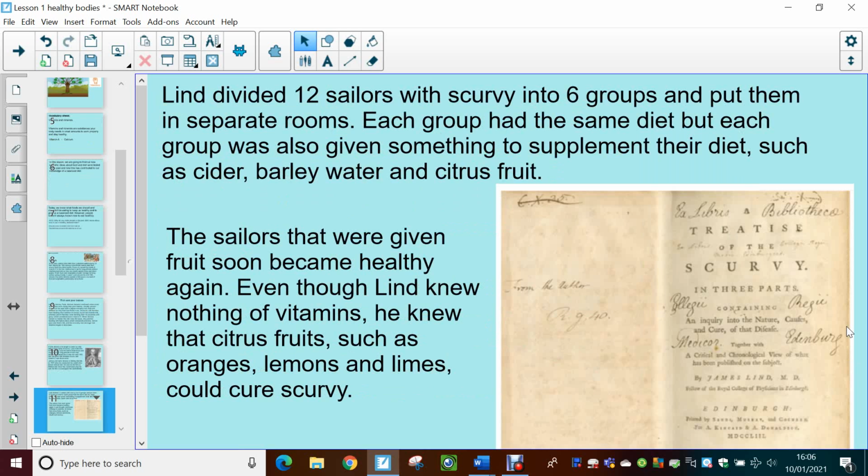Lind divided 12 sailors, so this was his clinical study, with scurvy into 6 groups and put them into separate rooms. Each group had the same diet, but each group was also given something to supplement, that means contribute extra, to their diet, such as cider, barley water, and citrus fruit. The sailors that were given fruit soon became healthy again. Even though Lind knew nothing of vitamins, he knew that citrus fruit, such as oranges, lemons, and limes, could cure scurvy.